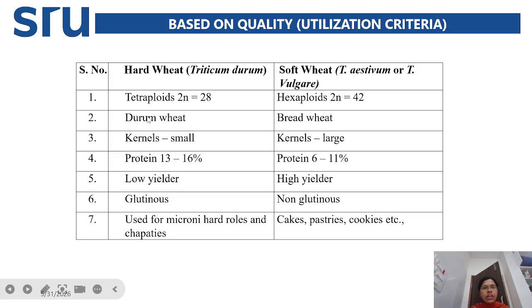For hard wheat the kernels are small, and for soft wheat the kernels are large. For hard wheat the protein content is 13 to 16%, and for soft wheat it is 6 to 11%. Generally this hard wheat is low yielders, whereas the soft wheat are high yielders. The hard wheat has the gluten content. The protein in wheat is nothing but gluten, so the hard wheat are glutinous and the soft wheat are non-glutinous. Here the hard wheat is used for making macaroni and the chapatis, whereas the soft wheat is used for making cakes, pastries, and cookies.